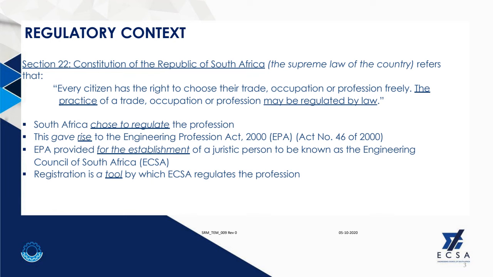Let's start at the beginning as to why this and where do we have this registration. In terms of the regulatory context, the Engineering Council of South Africa is a regulatory engineering profession. Section 22 of the Constitution of the Republic, which is the supreme law of the country, says that every citizen has the right to choose their trade, occupation, or profession freely. The practice of a trade or occupation or profession may be regulated by law. Now, we've got three words coming in there: trade, occupation, or profession.